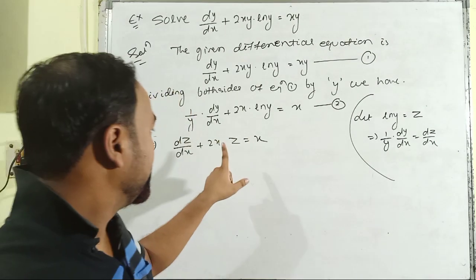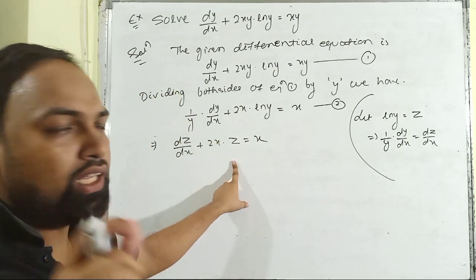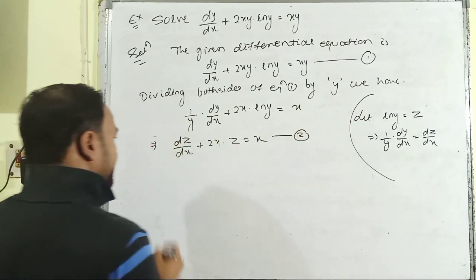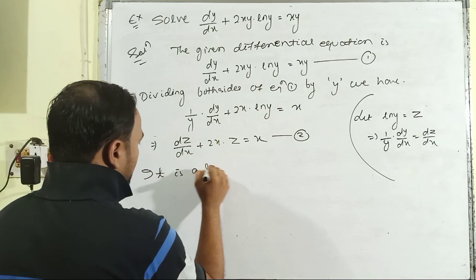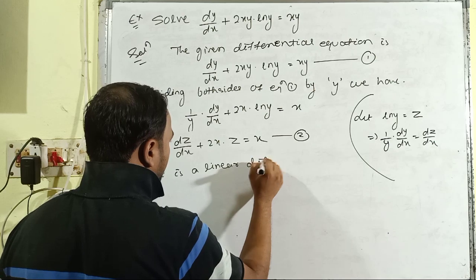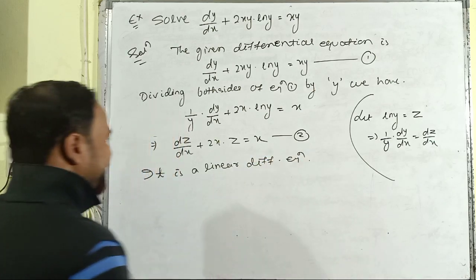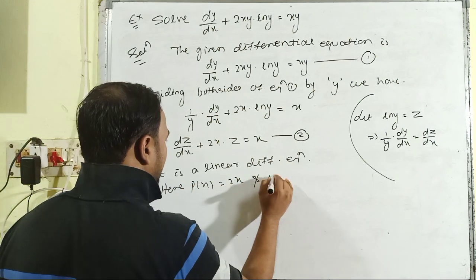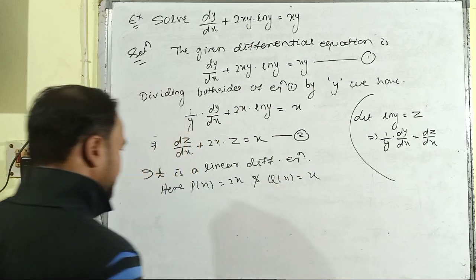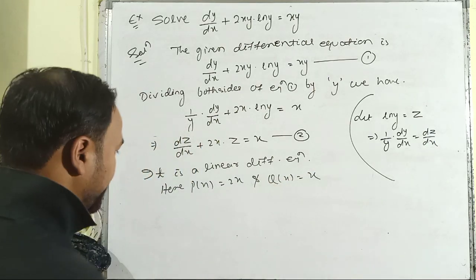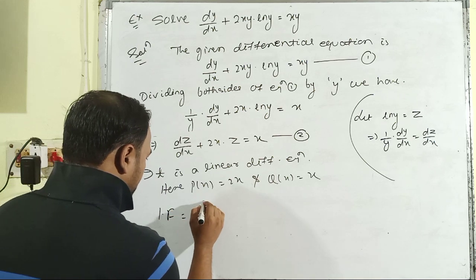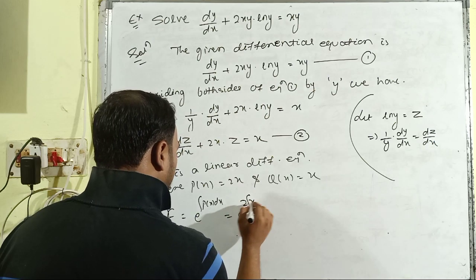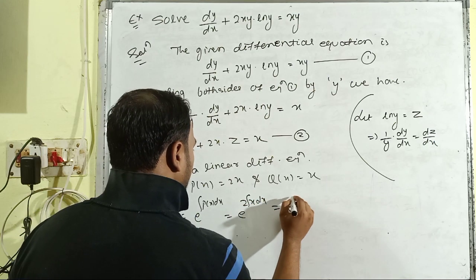Now you can see that this is in the form of a linear differential equation. Let us take it as equation number 2. It is a linear differential equation. Here p(x) is equal to 2x and q(x) is equal to x. So first of all, we have to find out the integrating factor. Integrating factor is equal to e to the power integral of p(x) with respect to x. That means e to the power integral of 2x. So it will be e to the power x square.